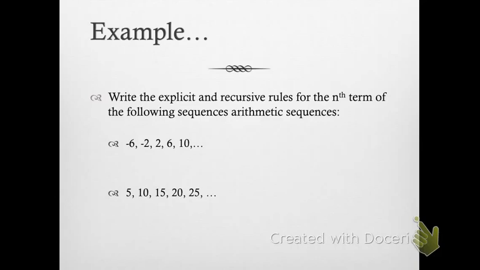Okay, so let's take these two arithmetic sequences. We know they're arithmetic because they have the same common difference between each term. And we're going to write the recursive formula and the explicit formula. So the recursive formula, we're going to say that a sub n is equal to the previous term plus the common difference. So the common difference here is 4.